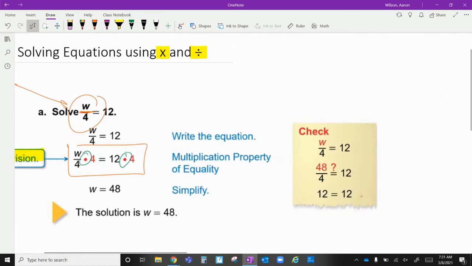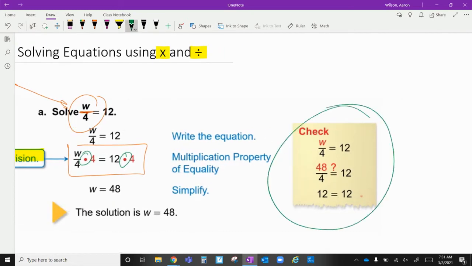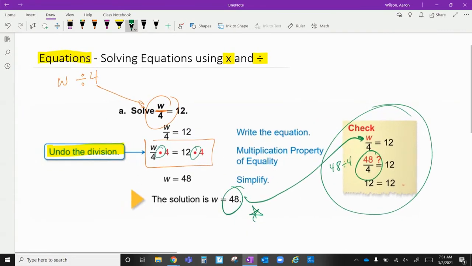And the coolest thing about the math is you can always check it. So you substitute in the 48 right where the W is. And so now you're seeing 48 over 4. Well, remember 48 over 4 means 48 divided by 4. And 48 divided by 4 is in fact 12. So you know you are correct. And the solution for that equation is W equals 48.